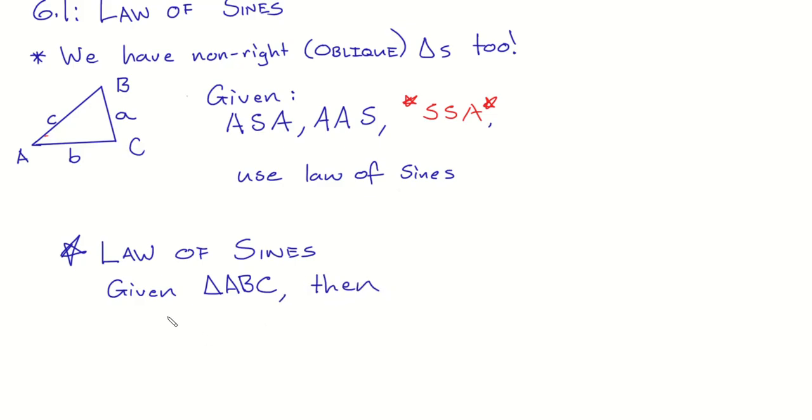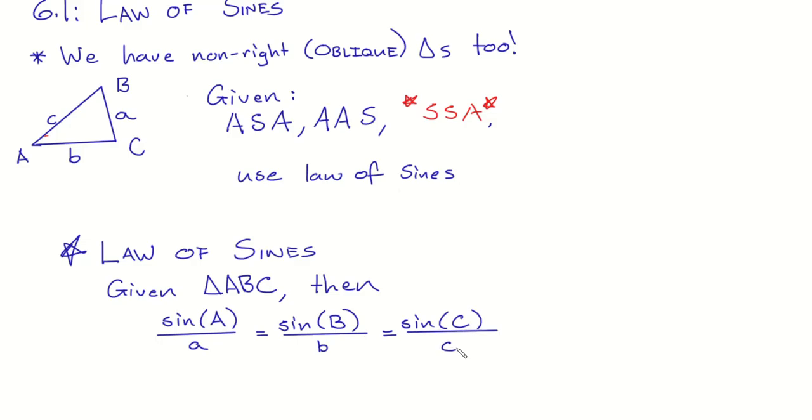If you were to take the sine of angle A and divide it by the length of side A, it turns out that this is exactly equal to the sine of angle B. What do you think we should divide that by? The length of side B. And it turns out that that is still equal to what? The sine of angle C divided by the length of side C.